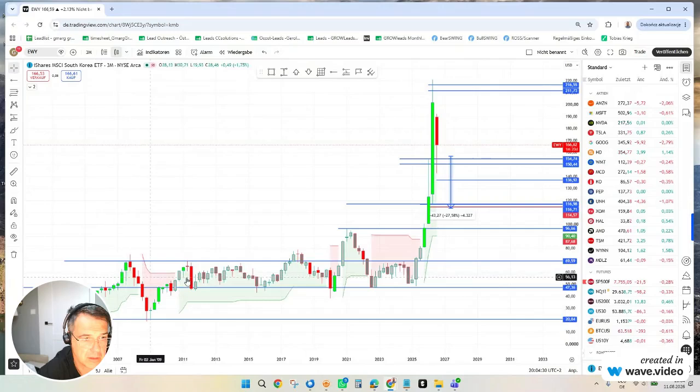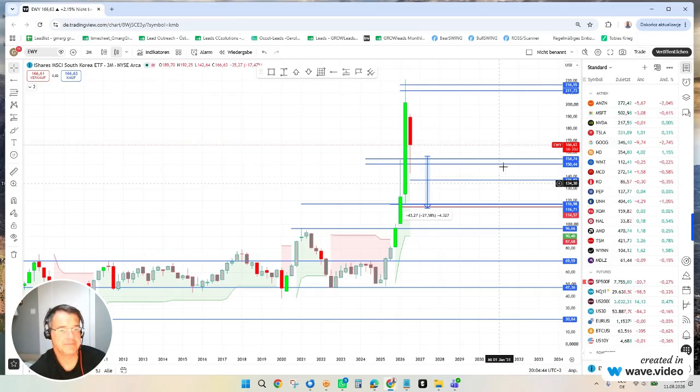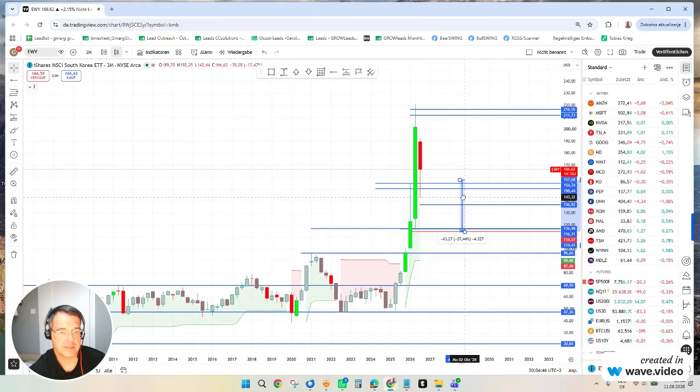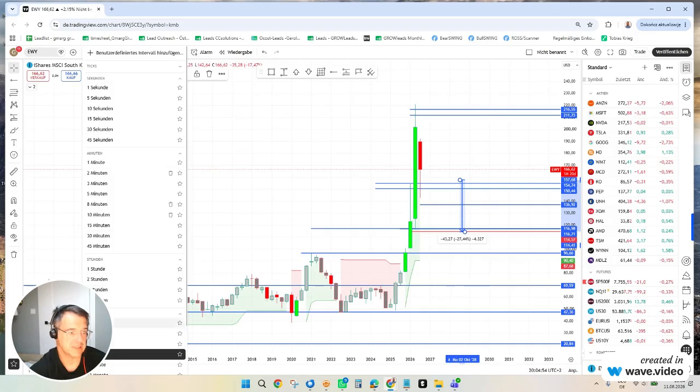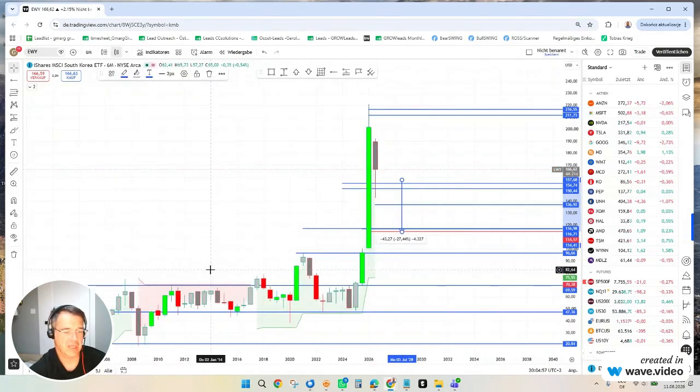So we see here a long sideways action. Now we shot out like crazy. Now we have consolidated back. We filled this fair value gap. Yeah, and now nothing happens. But important to know, from time to time, look at the 3 month chart. Sometimes I'm also looking at the 6 month chart to have a feeling for what the situation is and what could happen next.